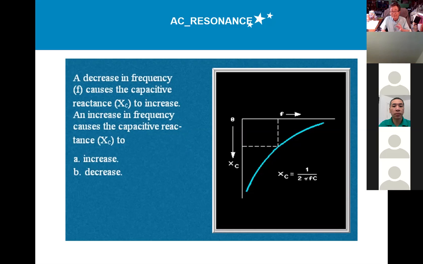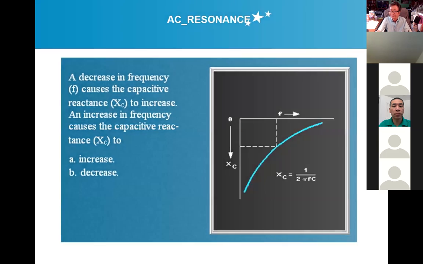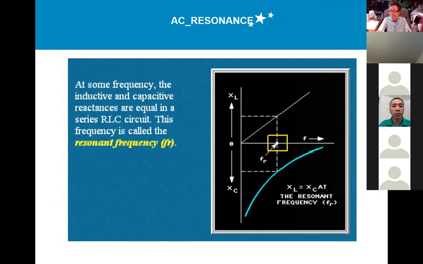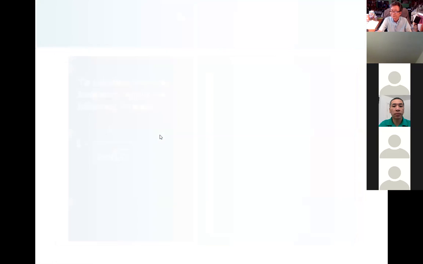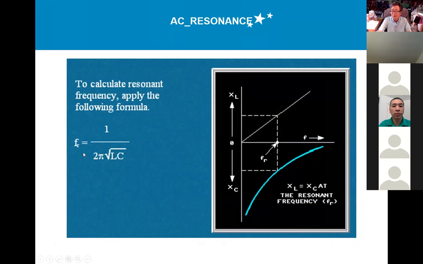This is coming out from the left zone. When you're working on the left, you will see it again. At some frequency, inductive and capacitive reactance are equal. This frequency is called the resonant frequency, and the formula is 1 over 2 pi square root of L times C.